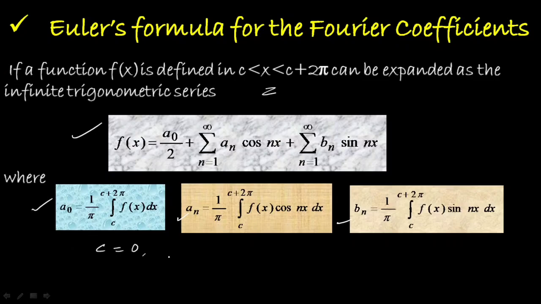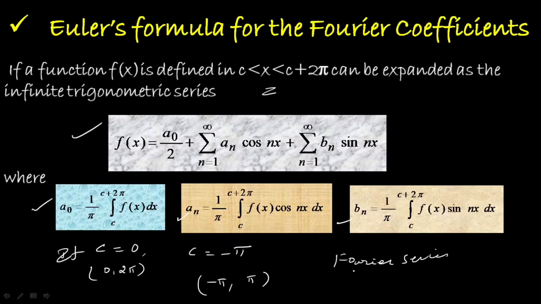Either c takes the value 0 or c takes the value minus pi. If c takes the value 0, what happens? The limits change from c to c plus 2 pi to 0 to 2 pi. So this is one set of series we have to discuss, of range 0 to 2 pi. Suppose c takes the value minus pi, what happens? Our interval becomes minus pi to plus pi, isn't it? c to c plus 2 pi, that is minus pi to minus pi plus 2 pi, which is pi. So minus pi to pi.